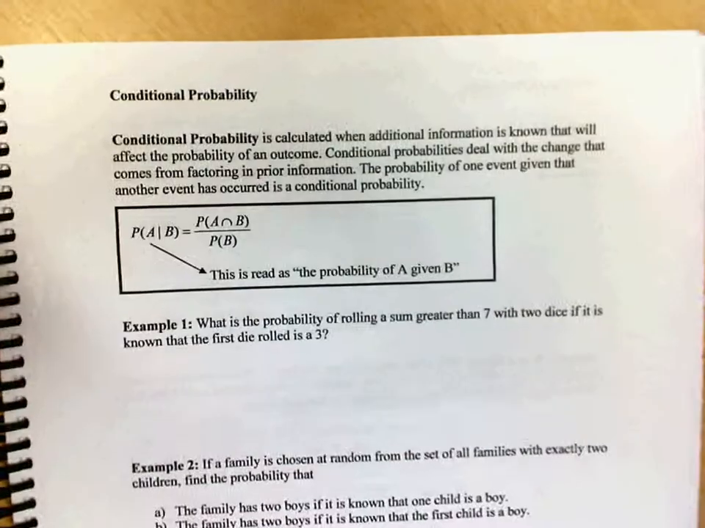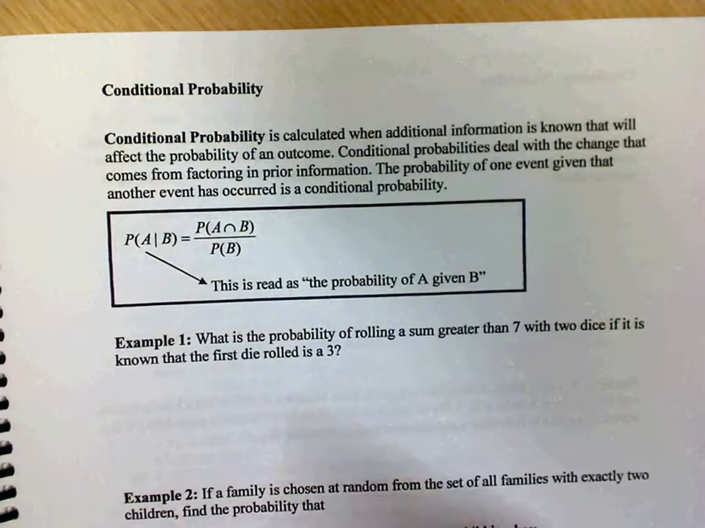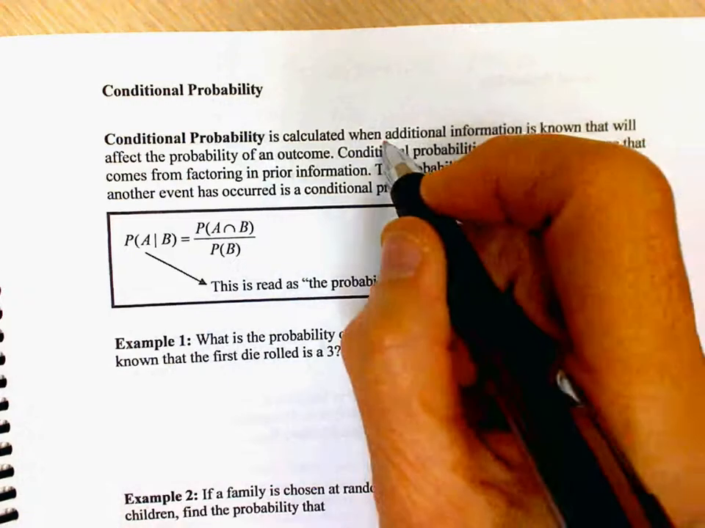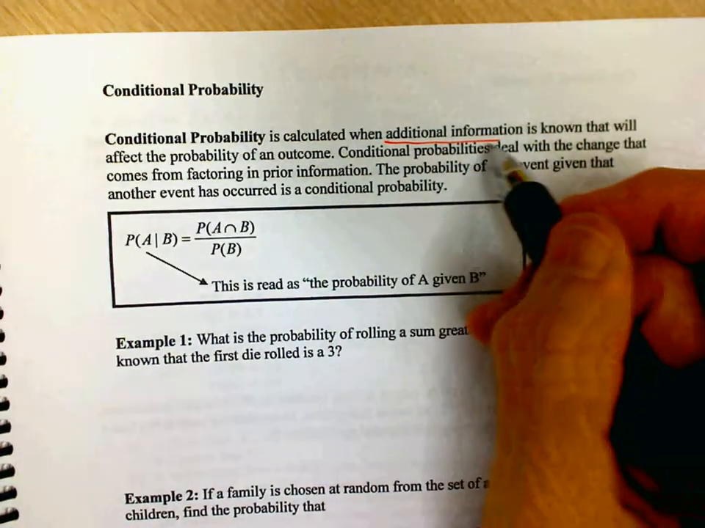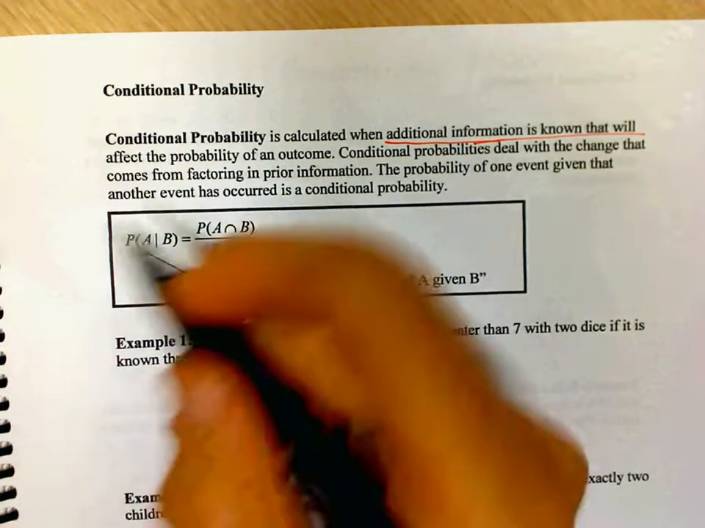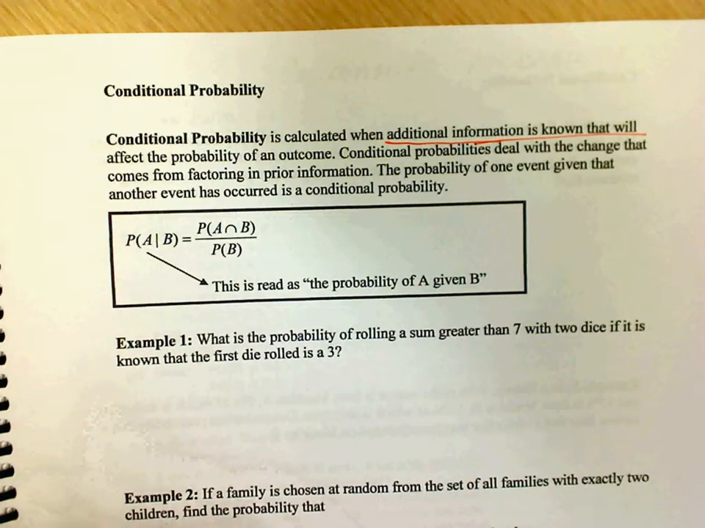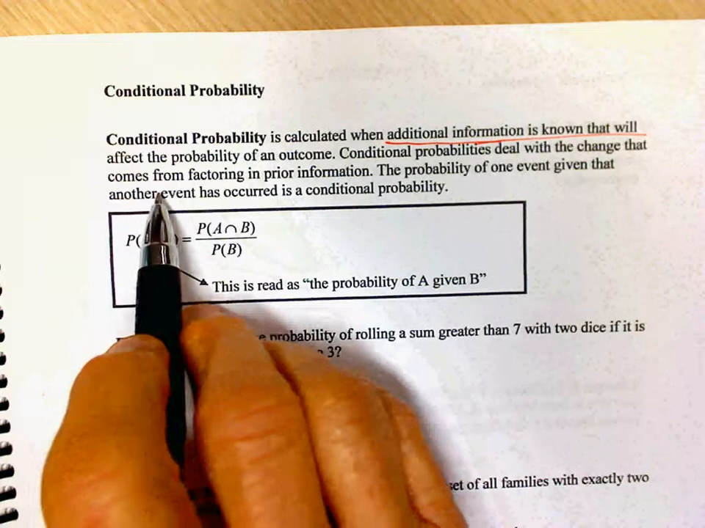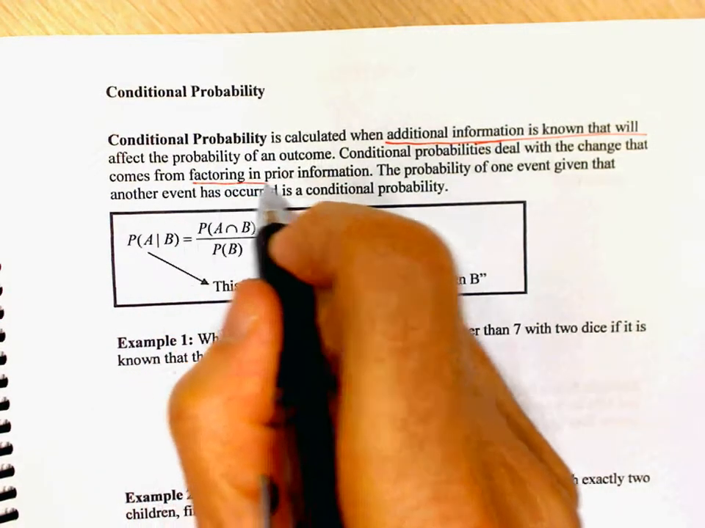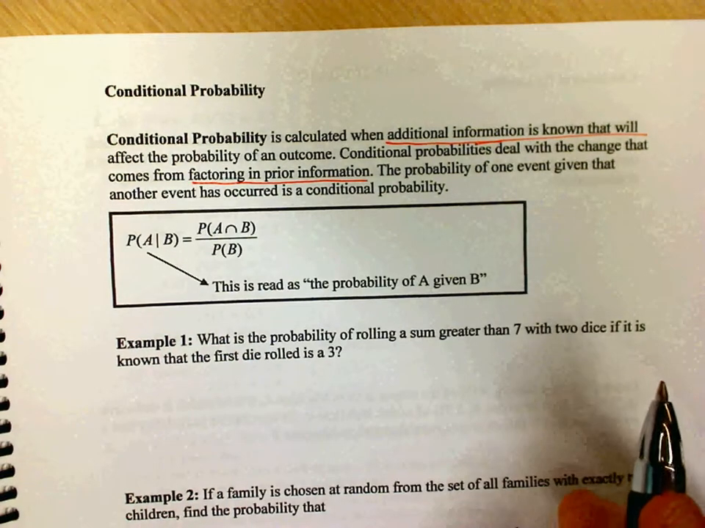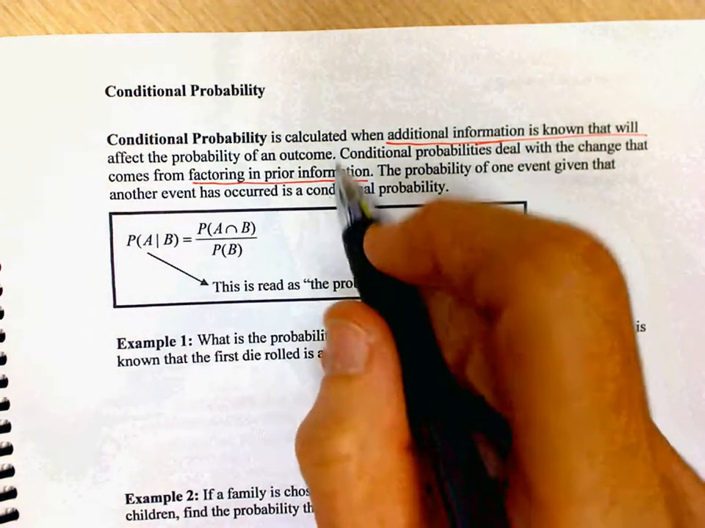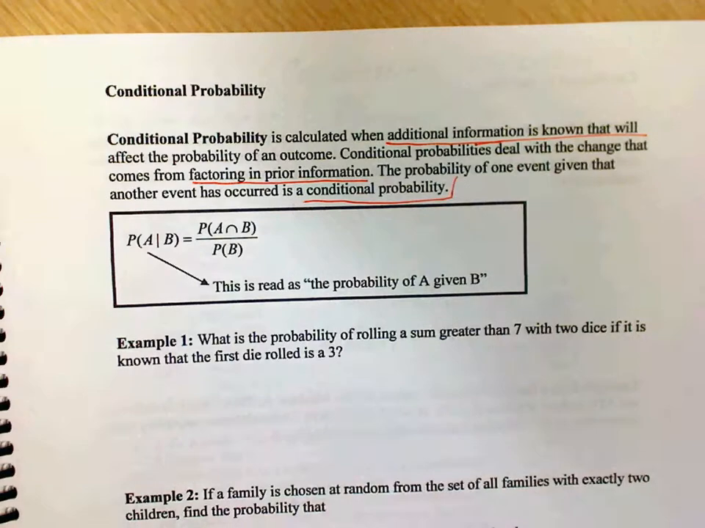So today we start conditional probability. Conditional probability is calculated when additional information is known that will affect the probability of an outcome. Conditional probabilities deal with the change that comes from factoring in prior information. The probability of one event given that another event has occurred is a conditional probability.